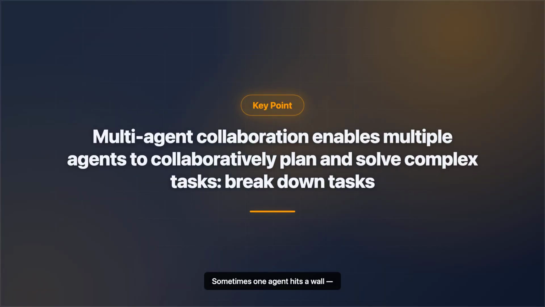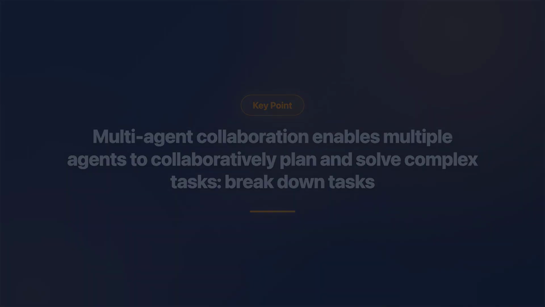Sometimes one agent hits a wall. The task is too broad, needs too many kinds of expertise, or would overflow a single context window. That's where multi-agent collaboration comes in. Amazon Web Services describes it this way: it enables multiple agents to collaboratively plan and solve complex tasks, breaking work down, assigning pieces to specialists, and working in parallel. Instead of one agent trying to be everything, you assemble a team.